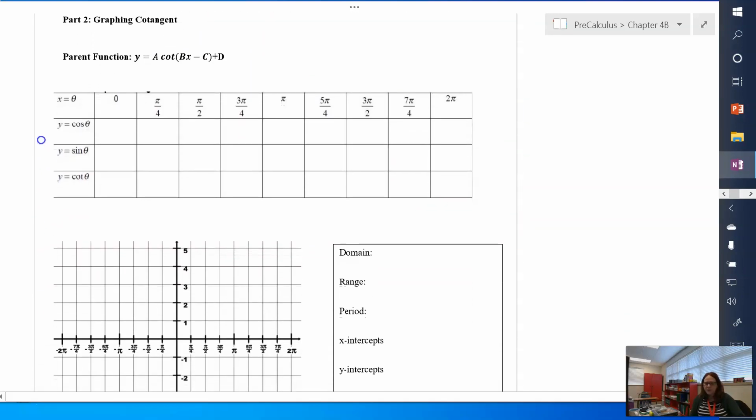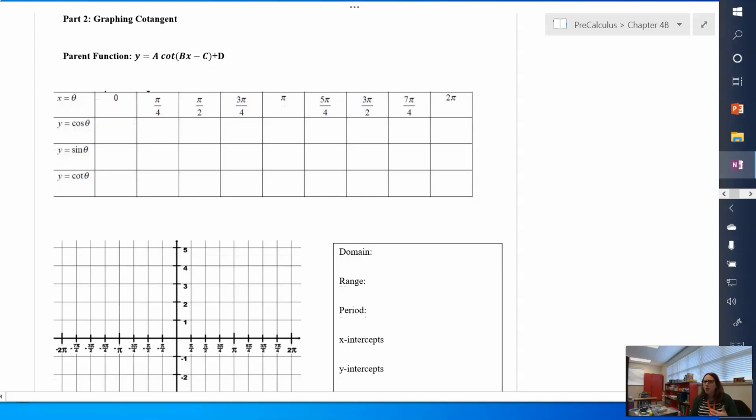All right, now the next one we're going to do is graphing the cotangent. And I'm going to do the same thing. I'm going to get myself some points from that chart. I'm going to calculate my cotangents, and then I'm going to see what that graph looks like.